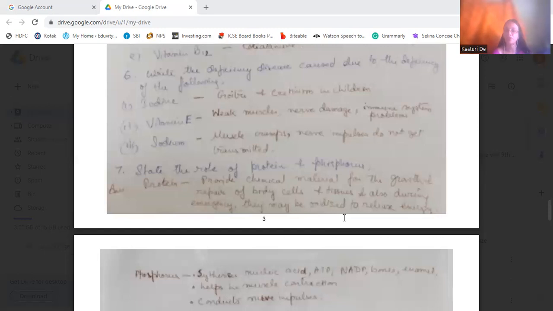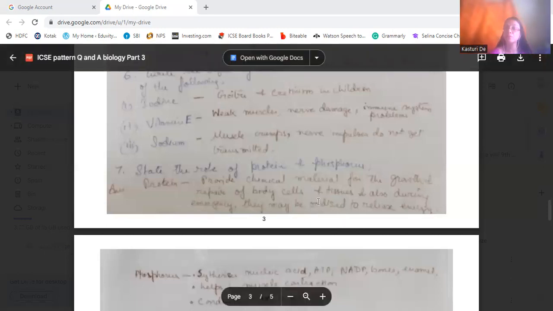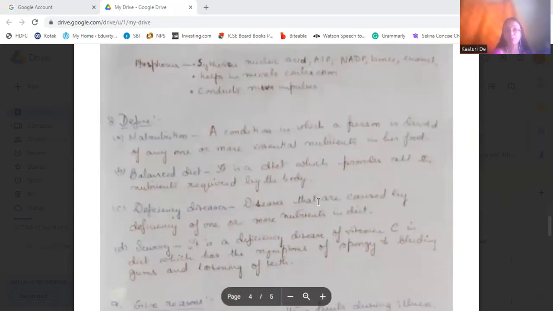Okay? Then phosphorus. Phosphorus's function is synthesis of nucleic acids, ATP, NADP, and bones; it forms bones and animal teeth. It helps in muscle contraction, to contract the muscles. That contraction of the muscles is helped by phosphorus. Then conducting nerve impulses. Okay, phosphorus also helps in conduction of nerve impulses like sodium. Sodium helps in nerve impulse transmission, phosphorus also helps in that.